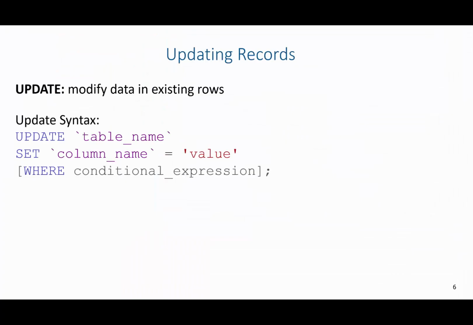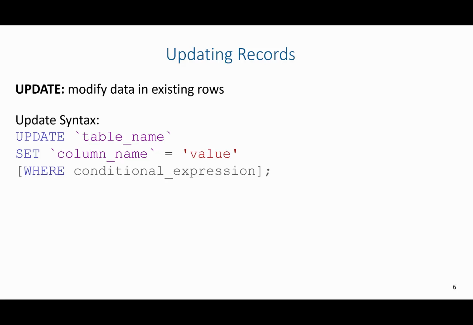The next thing we're going to talk about is updating records in our tables. So in order to update records, we use the update command. And the syntax for the update command is update and then the table name, and then we're going to set the column name to a specific value. If we left it at just these two lines, it would update every single record for that specific column to the new value that's been provided.